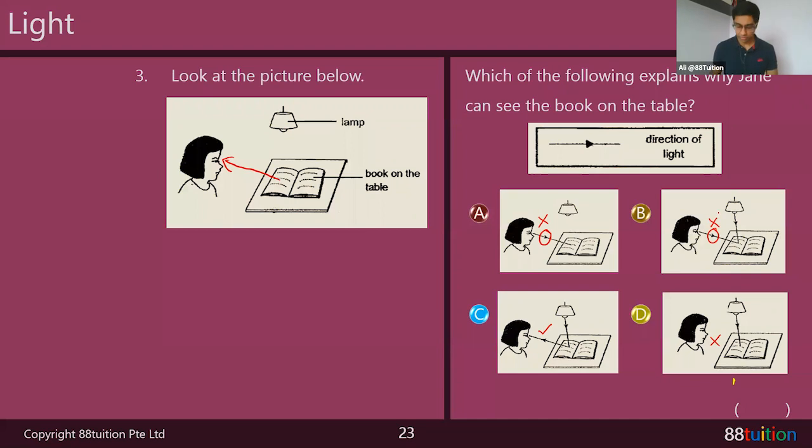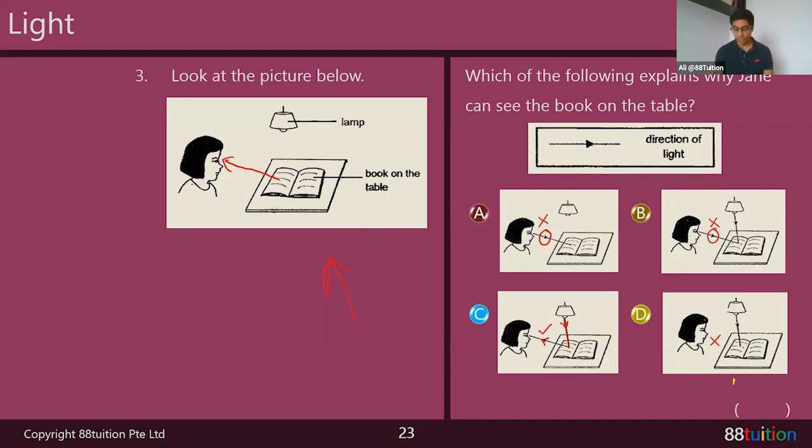Okay, so you need light to come to your eye. So that's why I only picked the red arrow that I drew on the left hand side here. So where does the light come from? The light comes from the lamp. It also comes from the top, and the arrow must be this way, and the arrow must be this way.